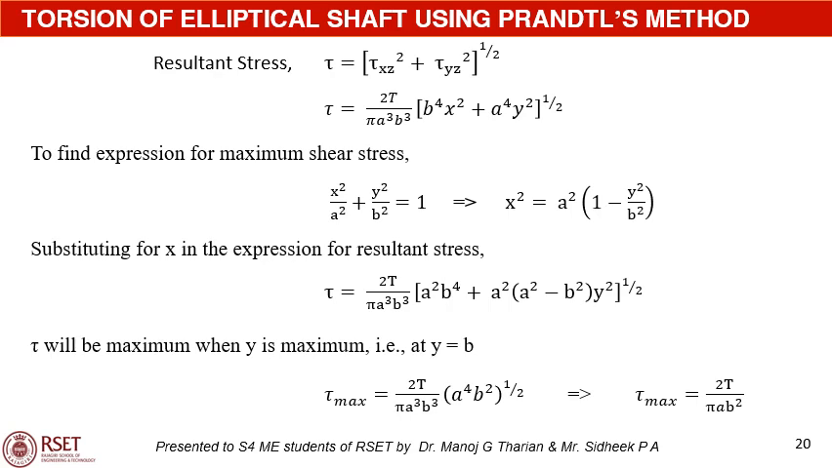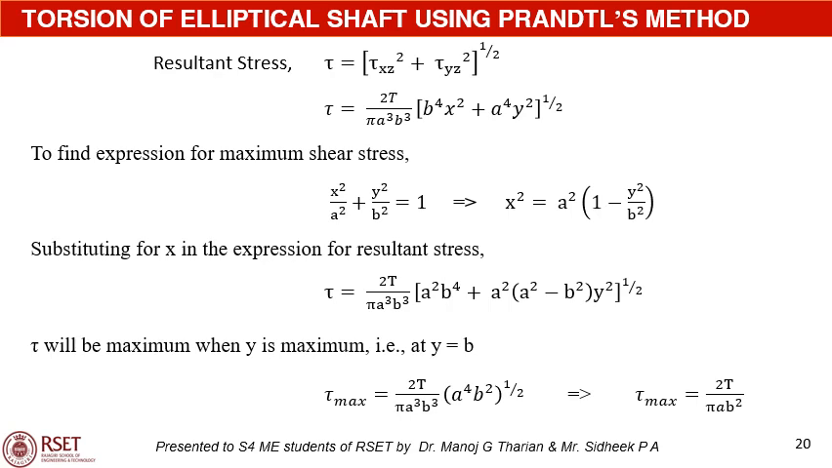Now, to find the expression for the maximum shear stress, consider the equation for the ellipse. x square by a square plus y square by b square equal to 1, from which we can write x square is equal to a square into 1 minus y square by b square. Substitute the expression for x square in the equation for the resultant stress. We get tau is equal to 2T divided by pi a cube b cube into square root of a square b raised to 4 plus a square into a square minus b square into y square.